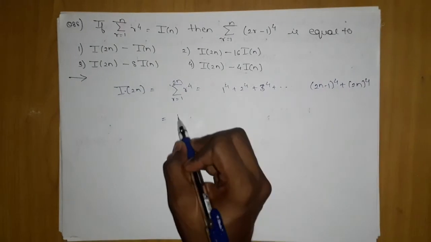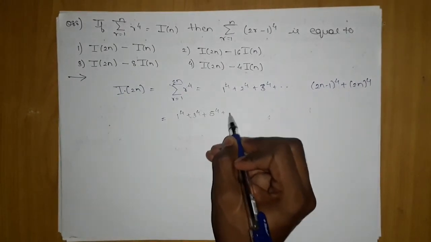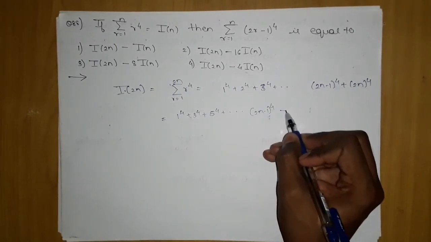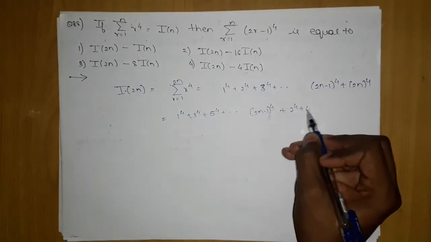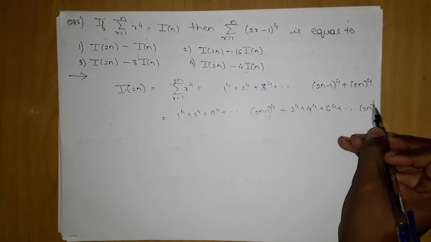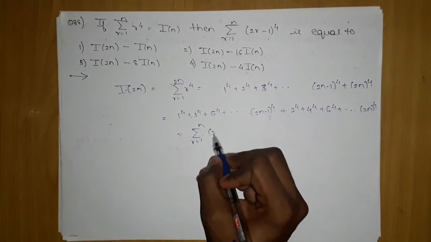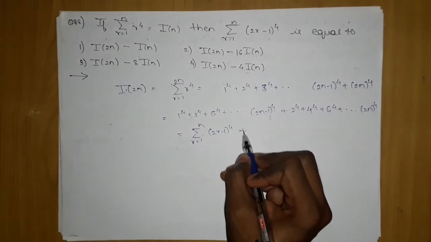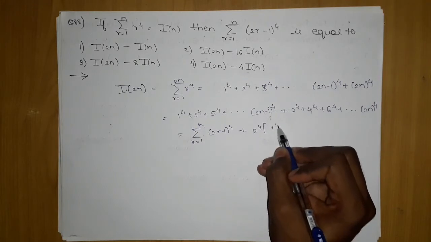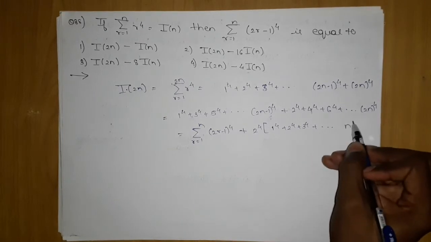So if you take 1 power 4, 3 power 4, 5 power 4, and so on till 2n minus 1 power 4, and separate them from 2 power 4, 4 power 4, 6 power 4, and so on till 2n power 4. Then the even part is nothing but, if you take 2 power 4 common, 1 power 4, 2 power 4, 3 power 4, and so on till n power 4.